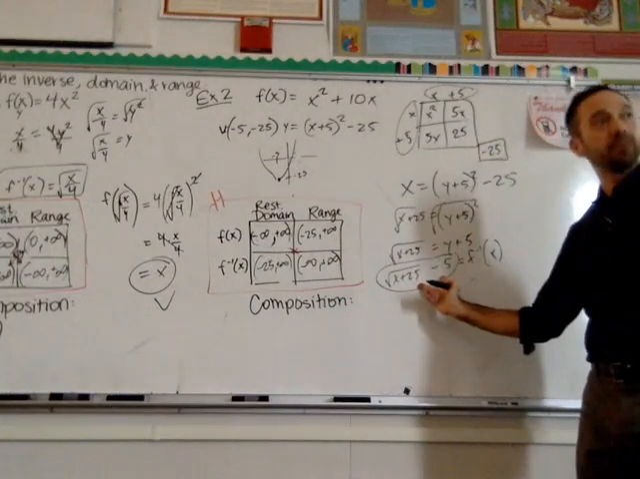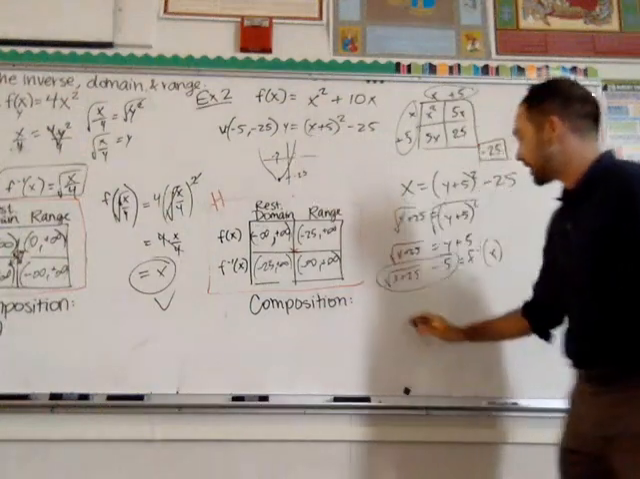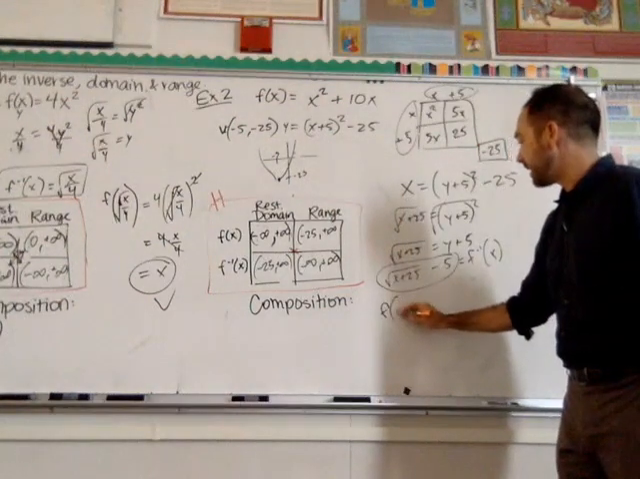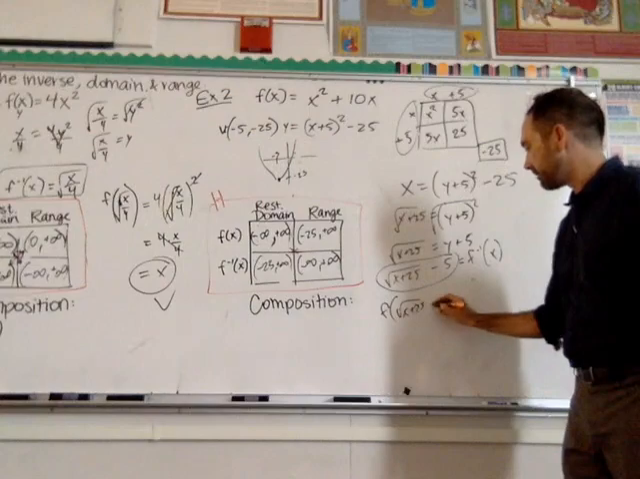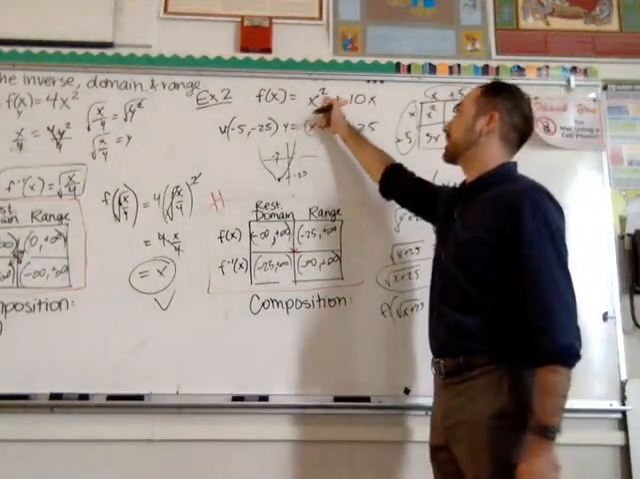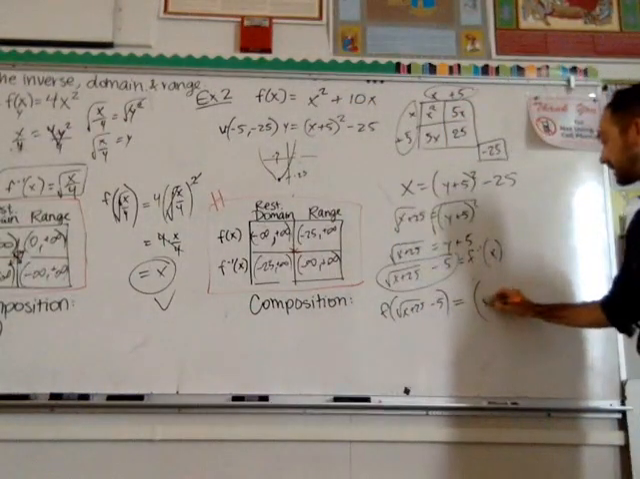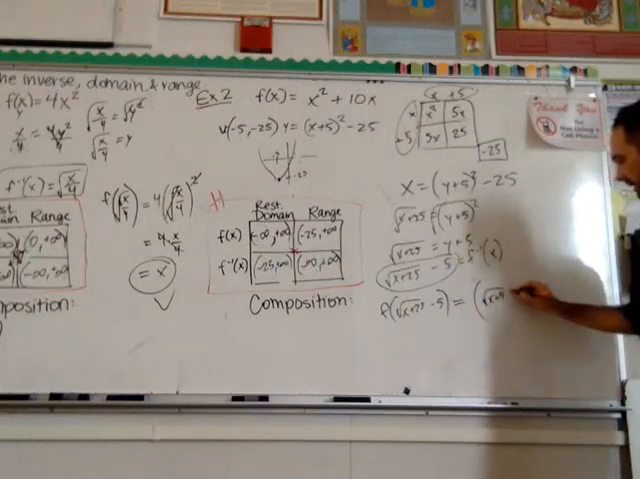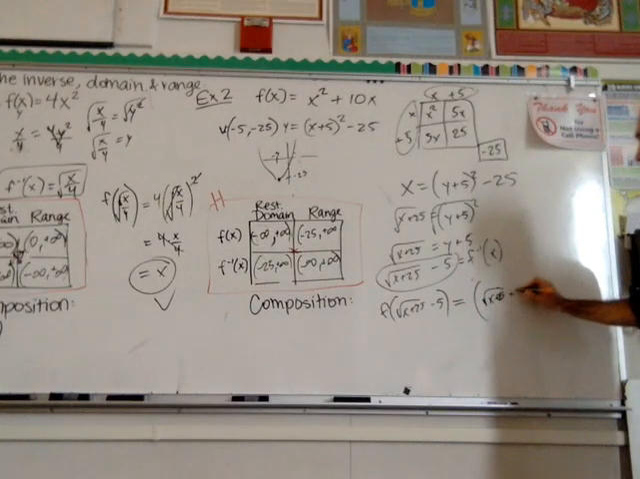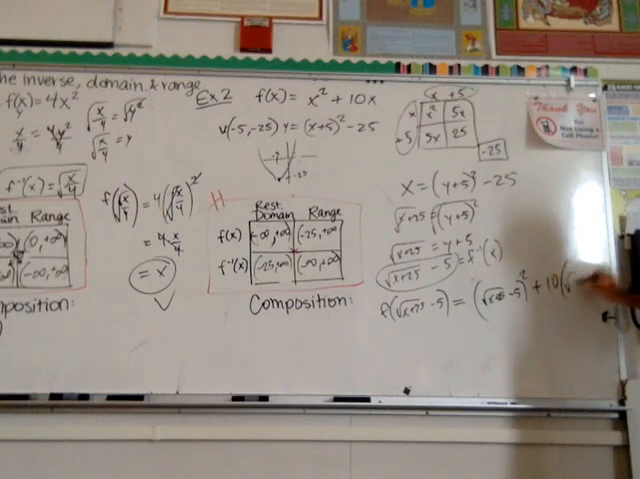To double check with the composition, which I won't be able to get to, I would take this entire expression, which is complex, and re-input it into my original equation here. F of the square root of x plus 25 minus 5 would be equal to, right here, I'd put it in for x, square it, multiply it by 10, and I'd have to consolidate to get it back to where I wanted. So watch: the square root of x plus 25 minus 5, squared, plus 10 times the square root of x plus 25 minus 5.